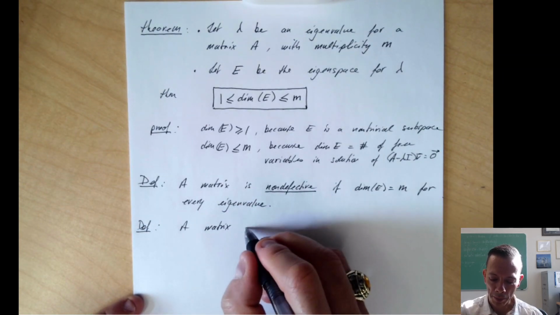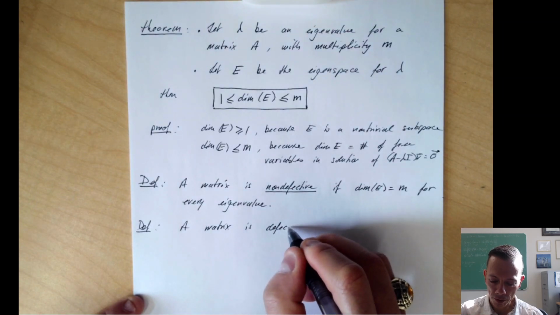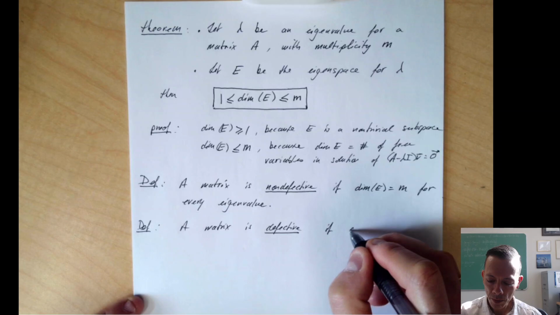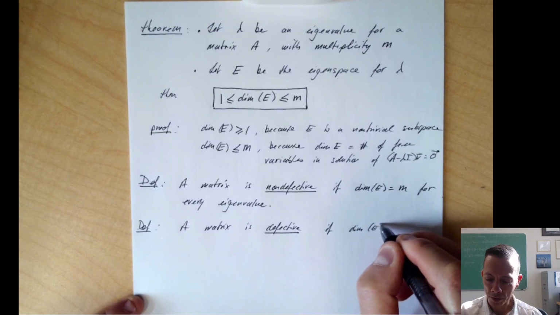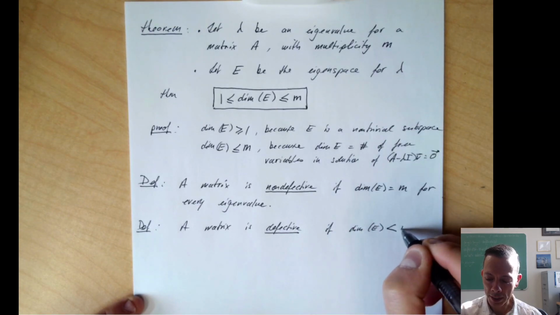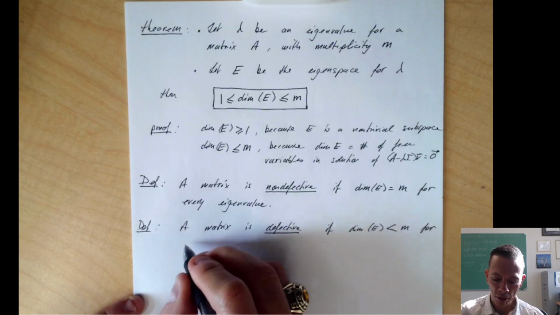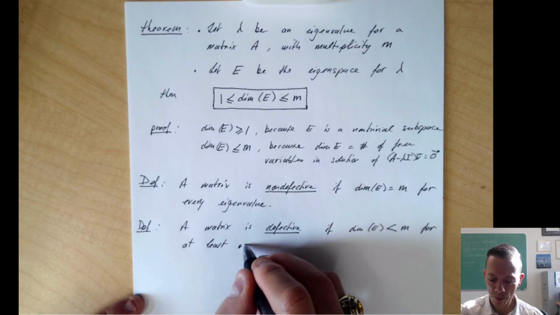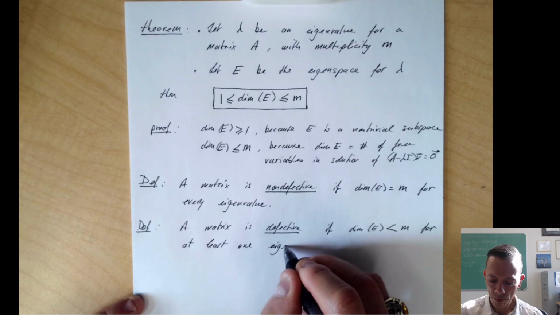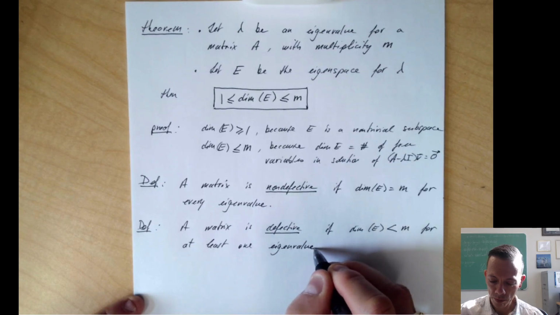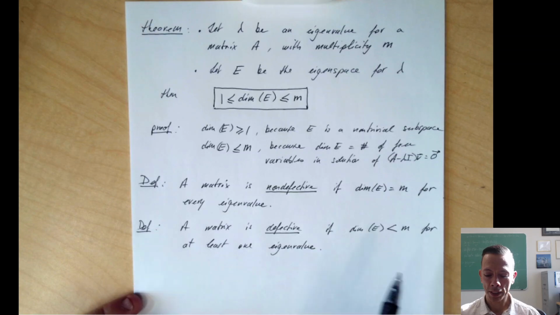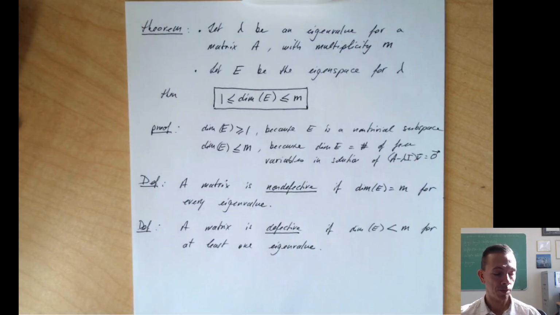And conversely, a matrix is defective if the dimension of an eigenspace is less than m for at least one of the eigenvalues. And so, for example, matrix B that we saw on the previous page is defective.